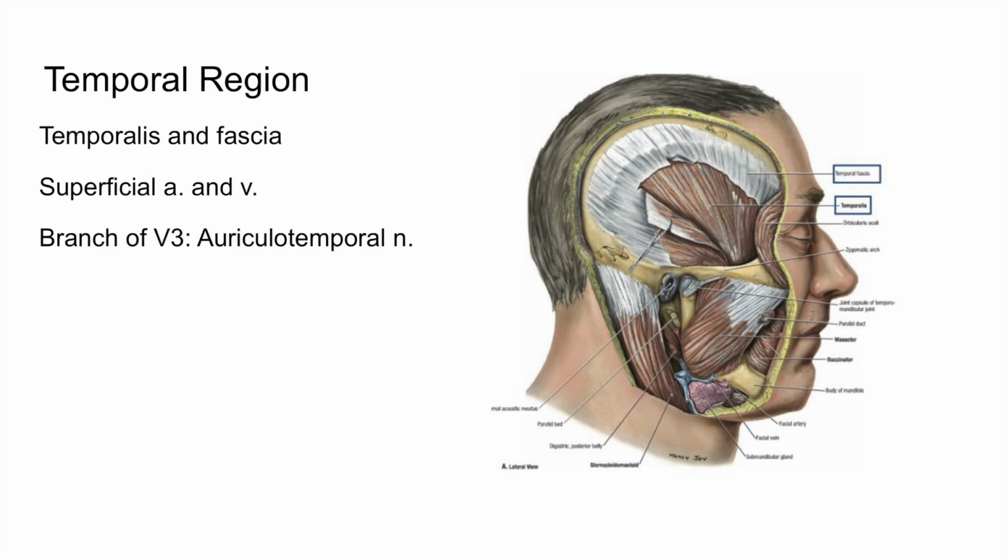So the big picture here is that the temporal region is a convergence zone of muscles of mastication, superficial vascular structures that are clinically accessible, and sensory innervation from V3, making it relevant for both functional anatomy and clinical conditions involving pain, inflammation, or vascular compromise.